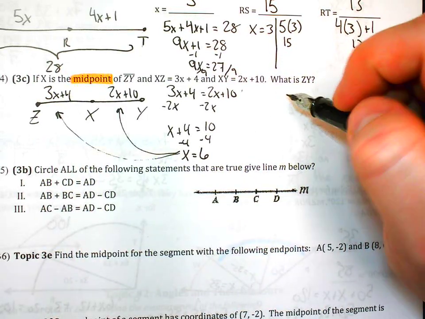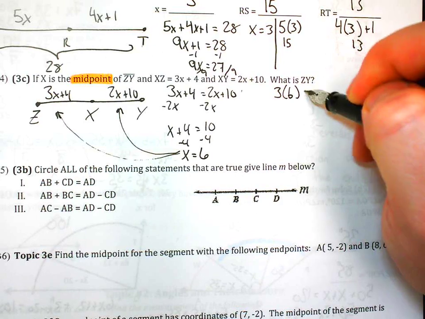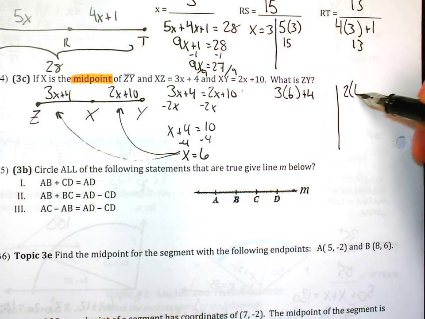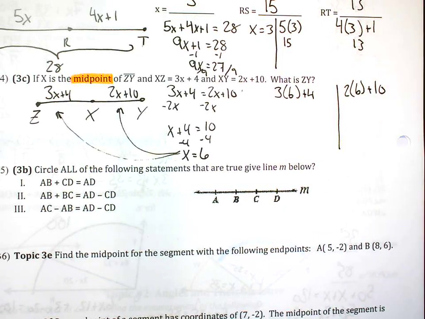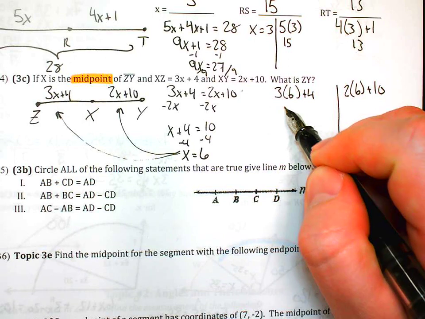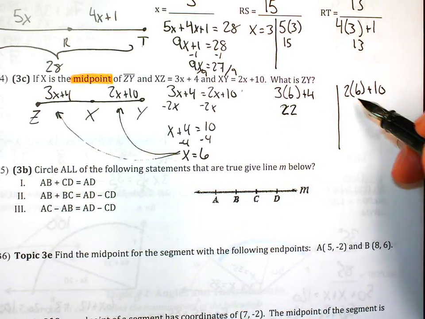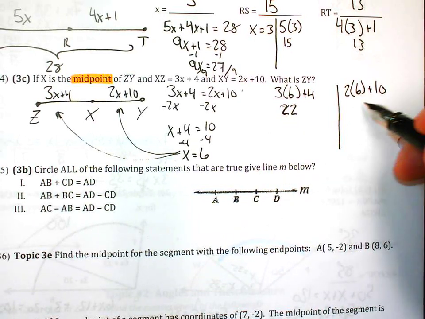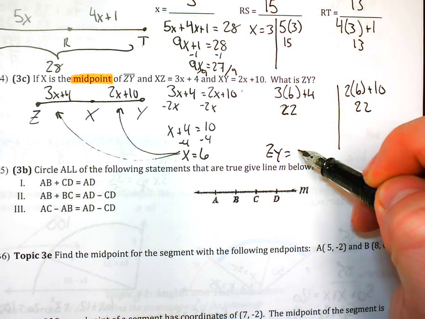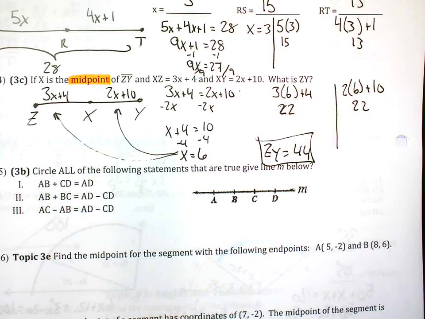So 3x plus 4 would become 3 times 6 plus 4, and the other one, 2 times 6 plus 10. 3 times 6 is 18. 18 plus 4 would be 22. 2 times 6 is 12. 12 plus 10 would be 22. 22 plus 22 would give us our whole length zy, 44.